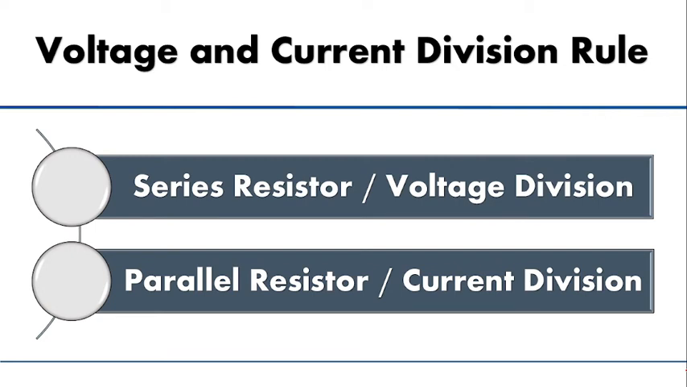Hi everyone. Today we are going to see voltage and current division rule. Normally this voltage division rule is applied when the circuit consists of resistors connected in series, and current division rule is applied when the circuit consists of resistors connected in parallel.